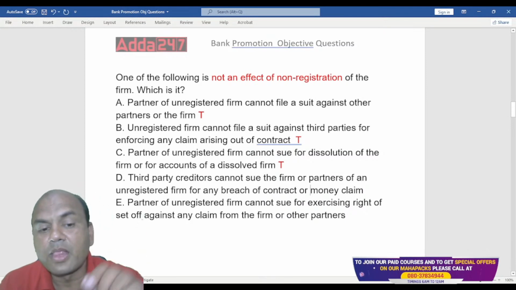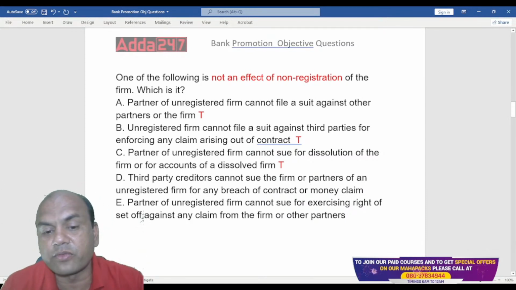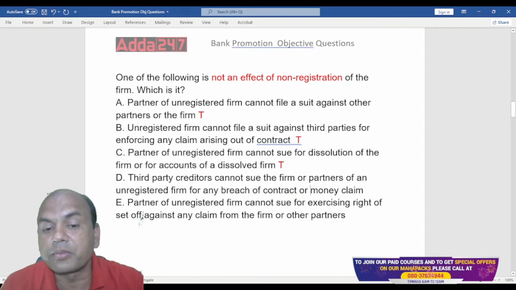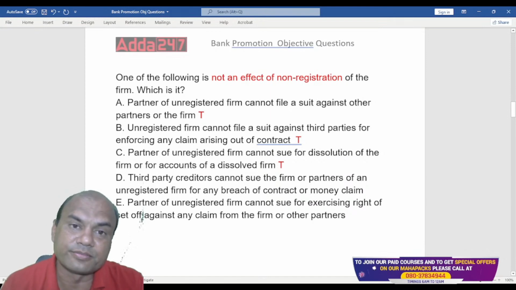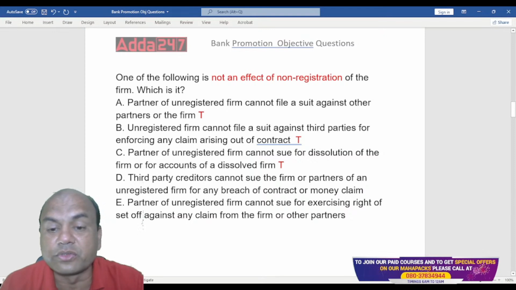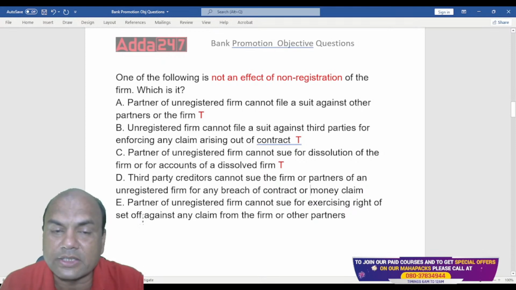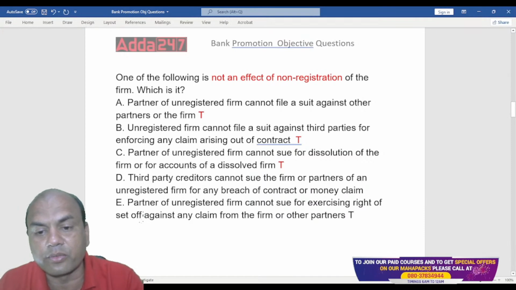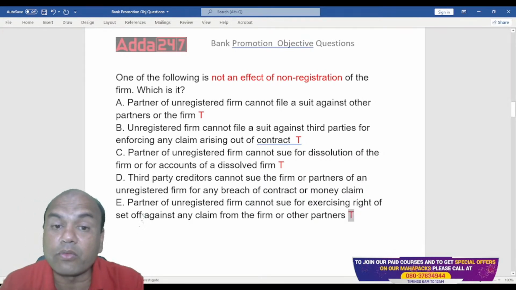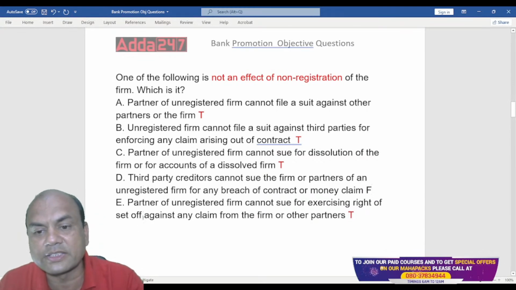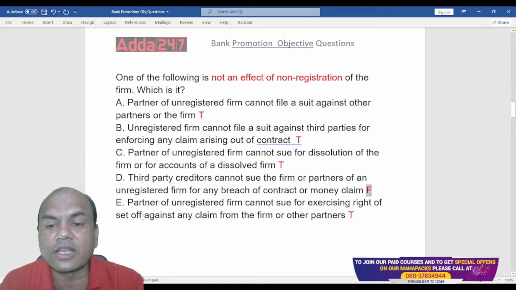Let's see the E. Partner of an unregistered firm cannot sue for exercising right of set off against any claim from the firm or other partners. So is this true? Partner of an unregistered firm cannot sue. Means unregistered firm, this is similar to A. They can't fight with each other in court and they can't sue each other also. So this is true over here. True. Okay. But I want what? Not affected, not an effect. So this is false. This is false and this is my right answer. This is the required answer for me.